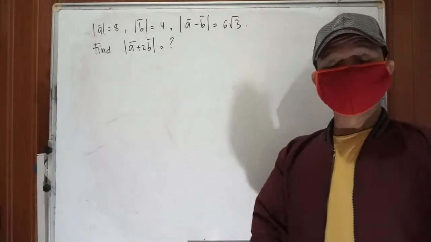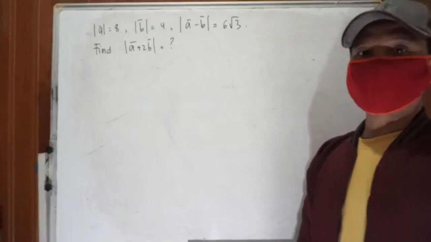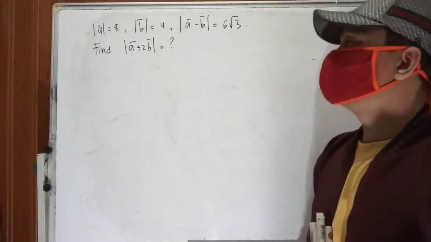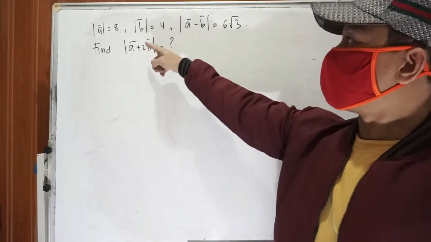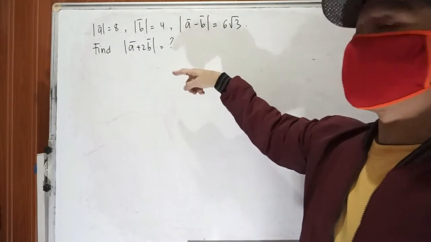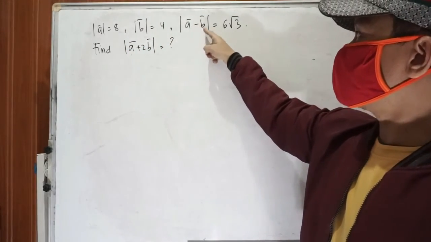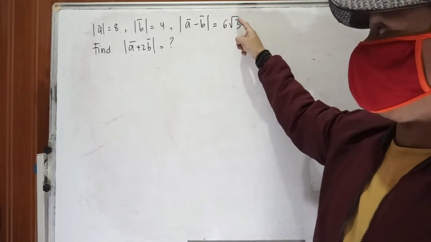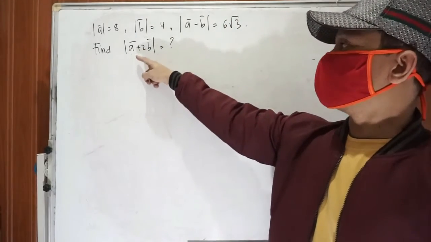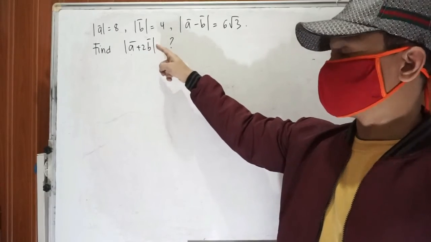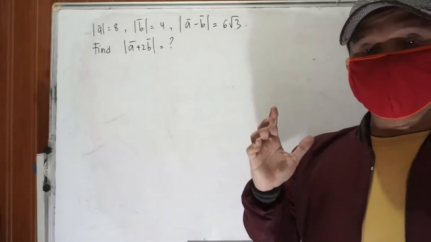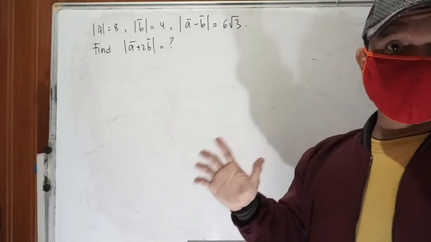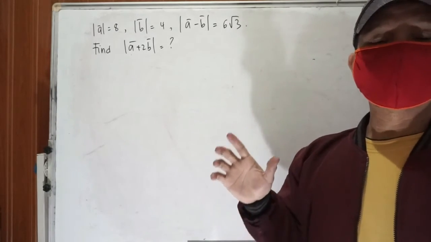Okay, students, we go to the next question. I think this is the last sample for you. Let magnitude of vector A be 8, magnitude of vector B be 4, and magnitude of A minus B be 6 root of 3. Find the magnitude of A plus 2B. You have a formula to solve these questions.